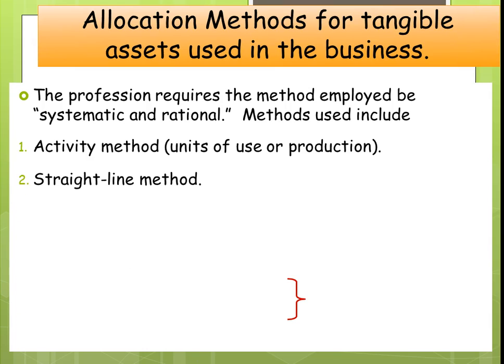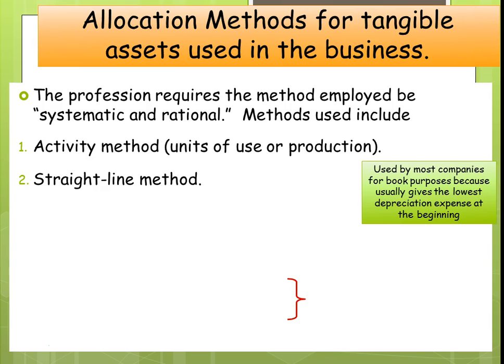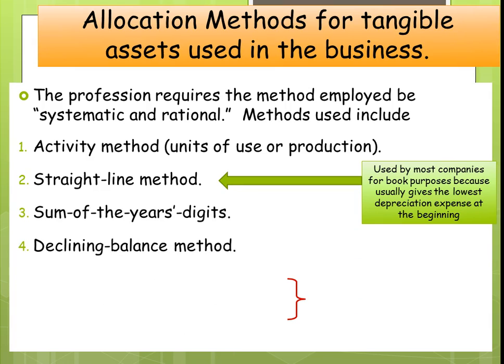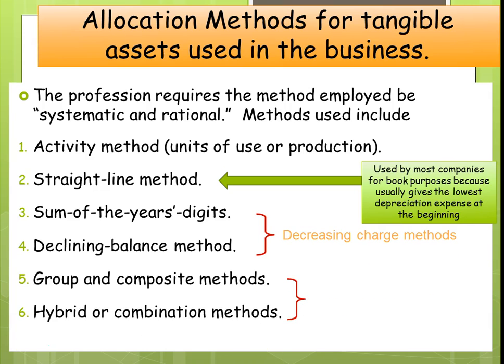Straight line. This is most commonly used because it gives you the lowest depreciation in the first year, which a lot of times they want because it's also the easiest method and it gives you the best bottom line. Then we have accelerated methods such as sum of the year's digits and declining balance, and these are used if you get most of the benefit at the beginning of the asset's life. And then we have our hybrid methods, which are group and composite methods, and hybrid or combination methods.